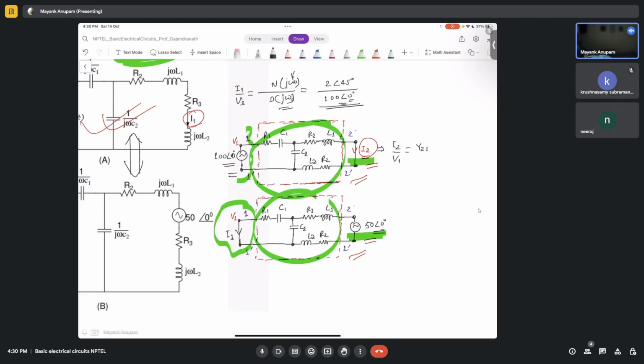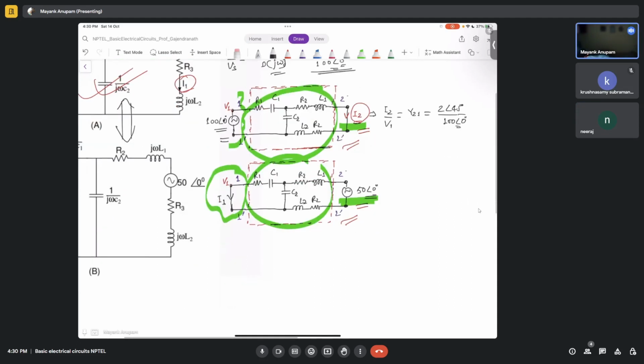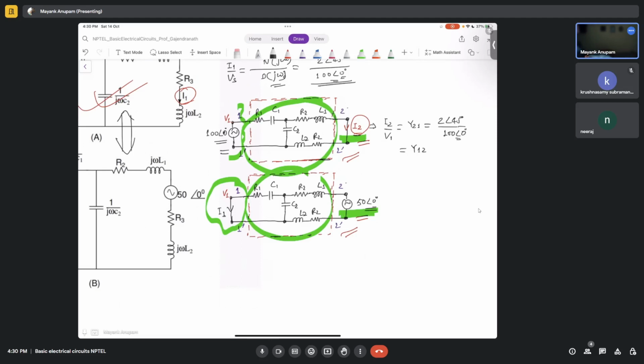Yes. And Y21 is how much? It is 2 angle 45 divided by 100 angle 0. This is Y21. And we know that Y21 is also equal to Y12, right? Y21 is actually equal to Y12 for reciprocal networks.